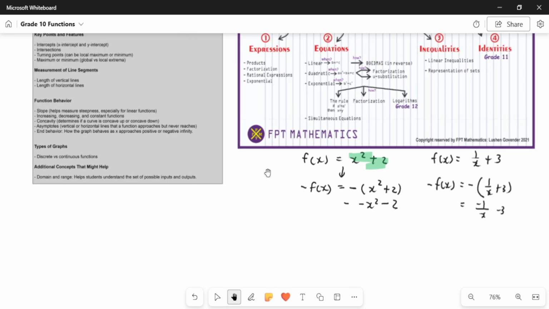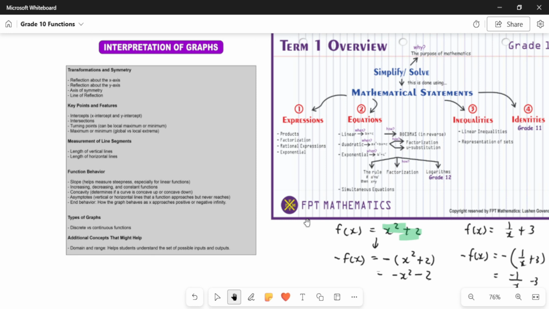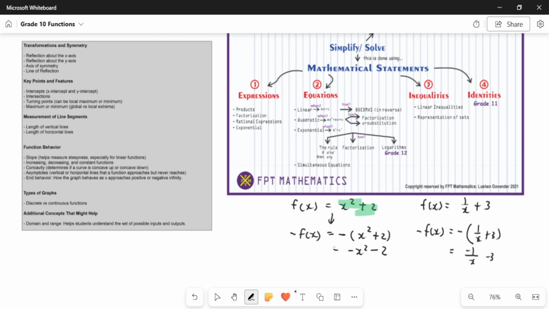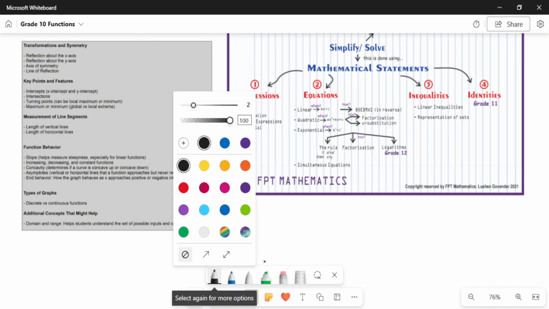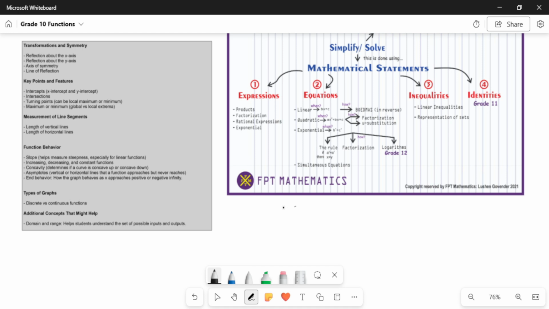You would get the function reflected about the x-axis. Now, when we talk about reflection about the y-axis, or reflection across the y-axis, this is what we have. So let's say that we have the function f of x is equal to x squared plus 2.